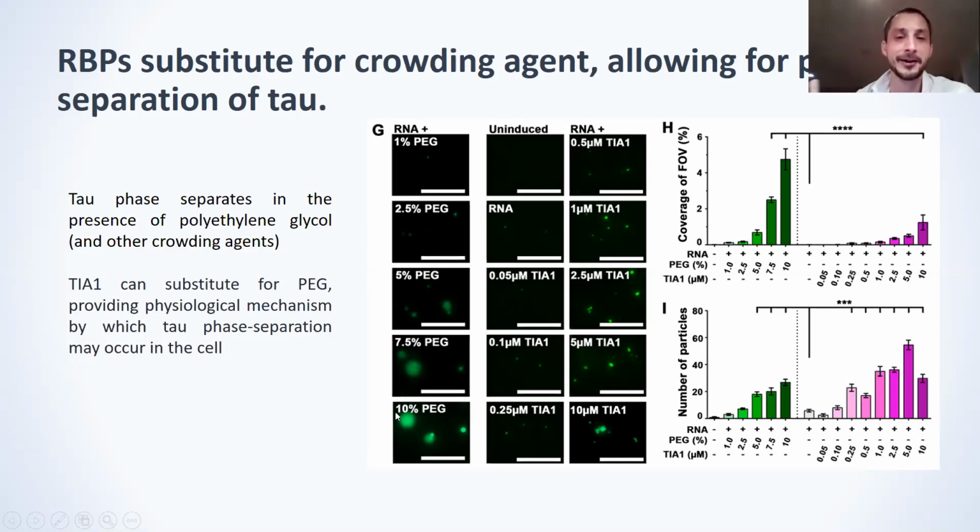But polyethylene glycol is not a very physiological component. So we were looking for means by which this might occur physiologically. So again, what we've got here is green labeled tau. And in the presence of RNA and increasing concentrations of recombinant TIA, you can get tau to phase separate in the presence of the TIA. And this is quantified on the side here.